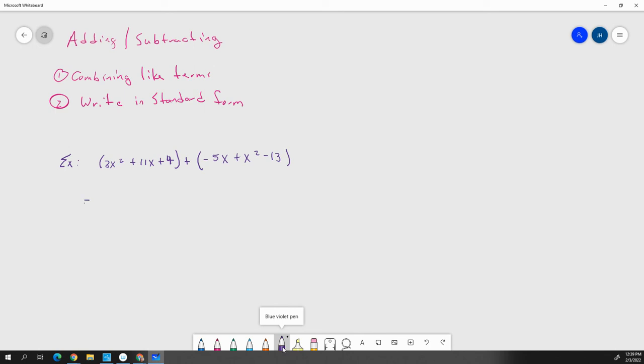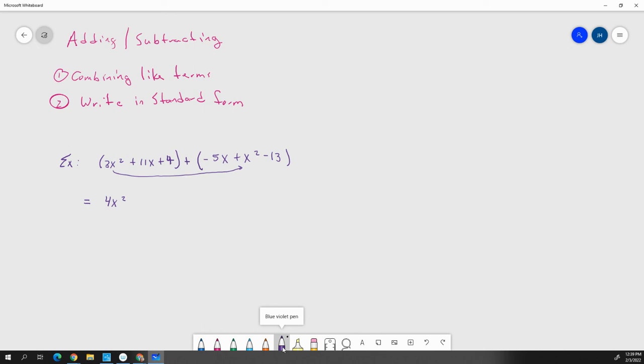So I'm going to start with 3x squared. And I'm going to say, is there any other x squared? So here I have 3x squared, and here I have x squared. So I'm going to add those together. I'm going to go 3x squared plus x squared. And I'm going to get 4x squared, right? I just added those two like terms together.